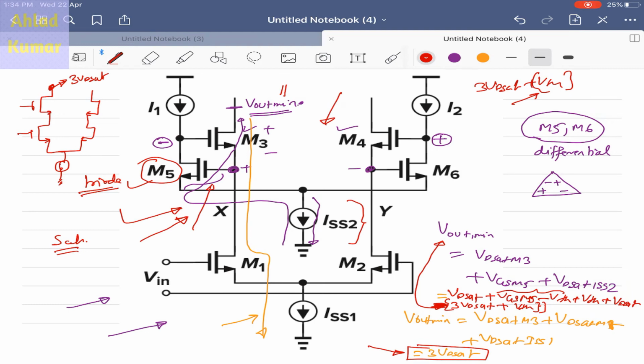But you are paying the price of getting higher Vout min. So this is the main disadvantage of this amplifier. So let us see how we can modify this architecture so that the Vout min constraint which we are getting over here is reduced to 3 VD sat.